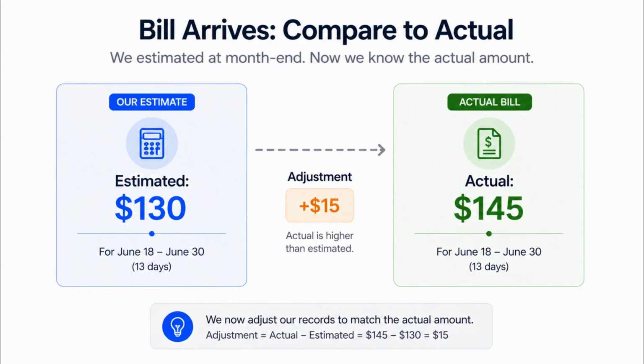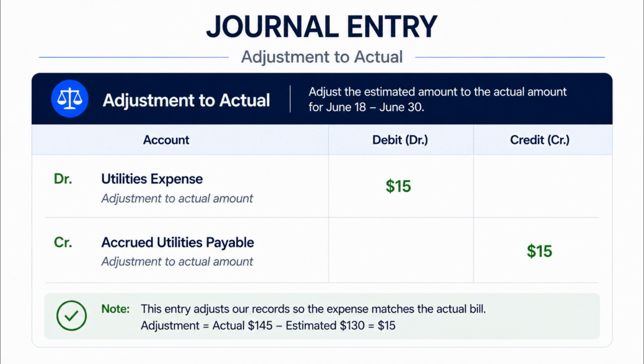Now the next bill arrives. Let's say the actual amount for that period is $145. You estimated $130, and so there's a difference of $15. You now adjust by debiting utilities expense for $15 and crediting the accrued utilities payable by $15. Now your records match reality, and this is the beginning of reconciliation.